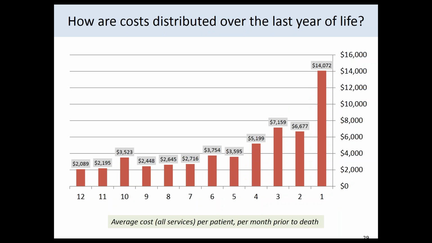And then, not surprisingly at all, given what we just saw in terms of the pattern of hospitalizations, the costs have a similar curve as you go from 12 months down to 1 month preceding death, where per patient costs are fairly stable up through month 5, and then start to rise, and then there's a dramatic spike in the final month prior to death when long hospitalizations, and even for some patients, multiple hospitalizations occur. Next slide, please.